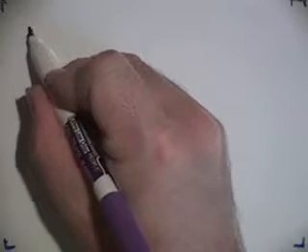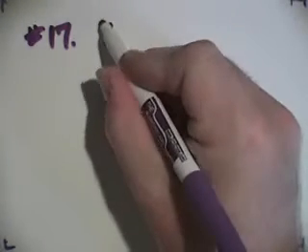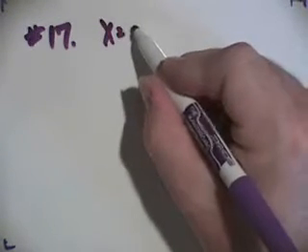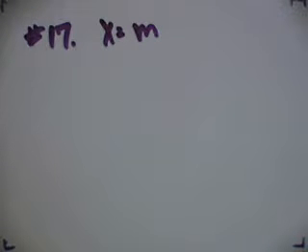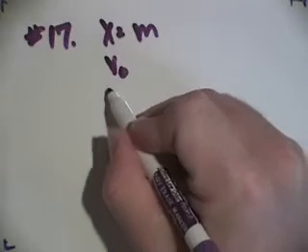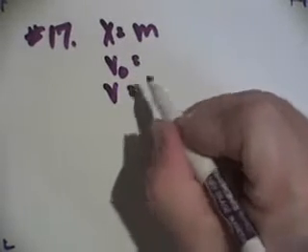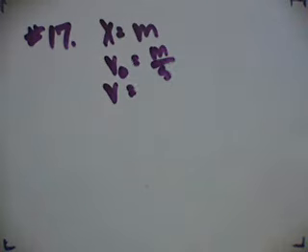Question 17. Now this is kind of tricky because it gives you lots of options. If x is distance, so that would be meters, and v is velocity, and there's different kinds of velocity, original and final velocity, which is meters per second. Dimensionally, both of those are the same.